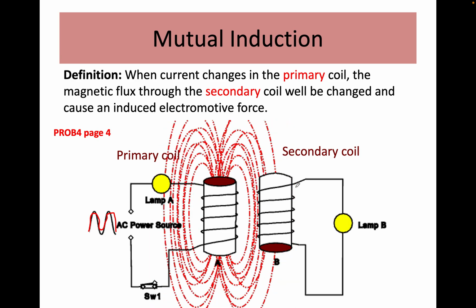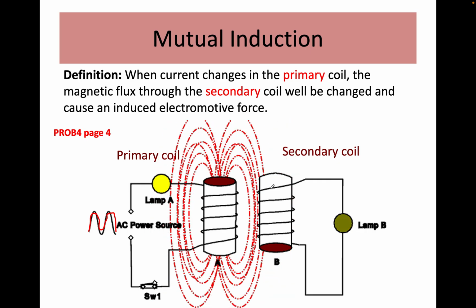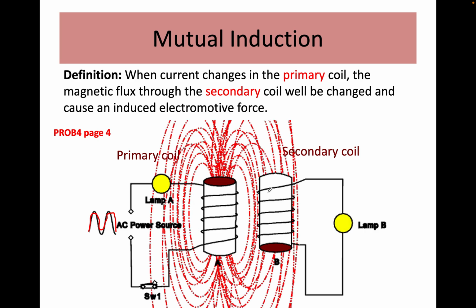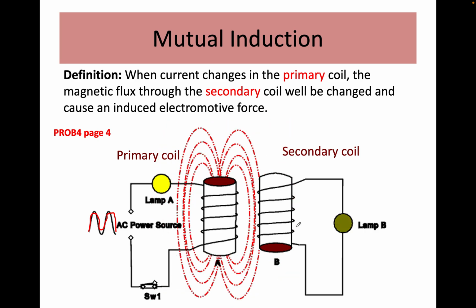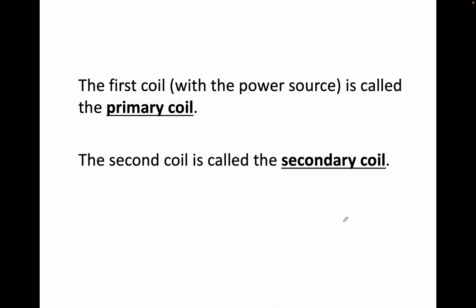It will be the opposite to the change. So if it's getting stronger, it will be getting weaker. As in, if it's going, let's say, clockwise, this will be going counterclockwise. If it's going counterclockwise, this will be going clockwise. Opposite direction. Not too important, you just need to know that it will create a current. This lamp will turn on and off as this is changing.